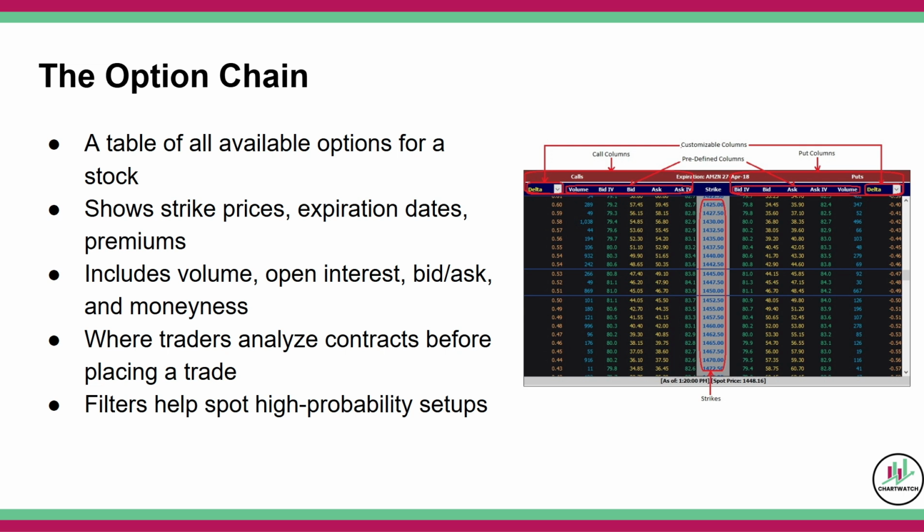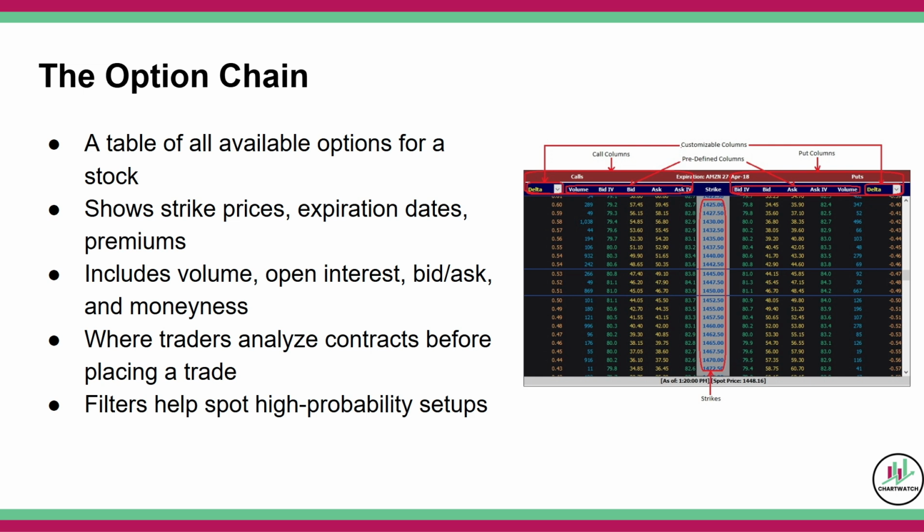The reason the option chain matters is because this is where traders filter and analyze which contracts are worth trading based on everything we've just learned. You might look for high open interest or target options that are ATM or slightly OTM. You might be avoiding contracts with low volume or wide bid-ask spreads. And you could sort by expiration, volatility, or probability of profit depending on your trading platform.